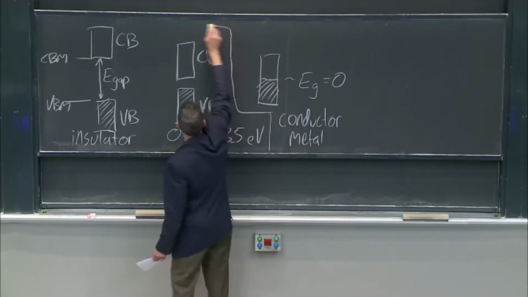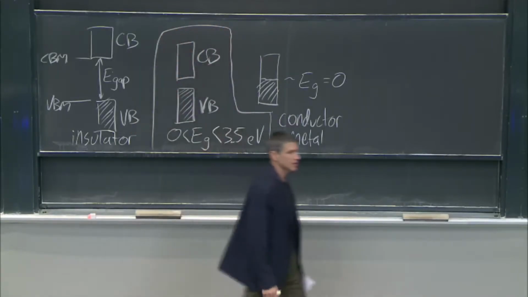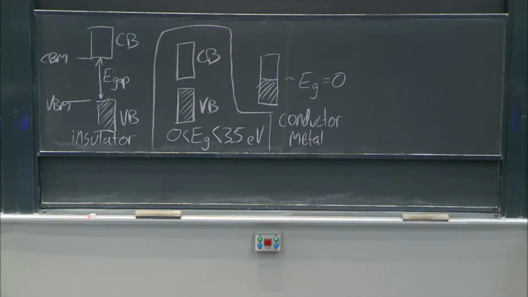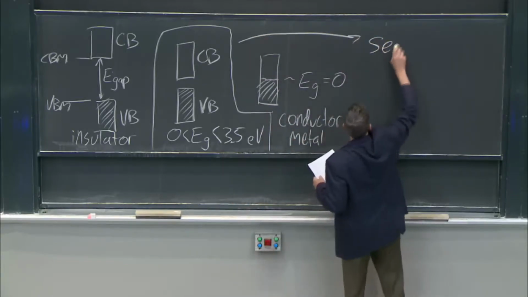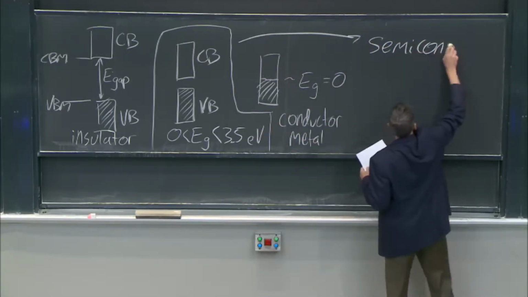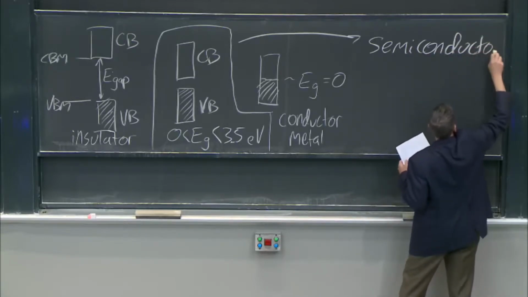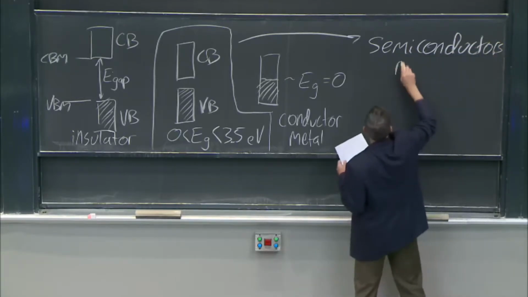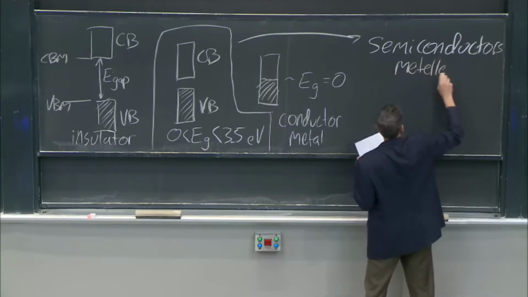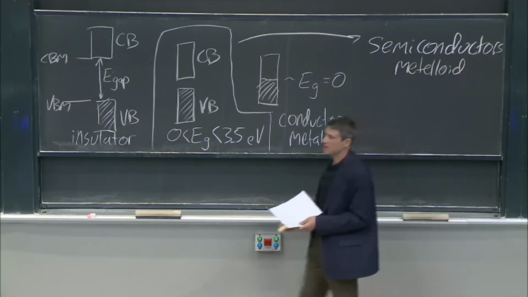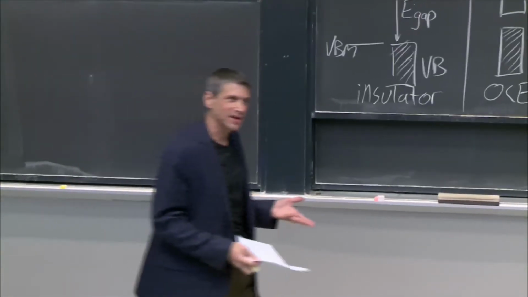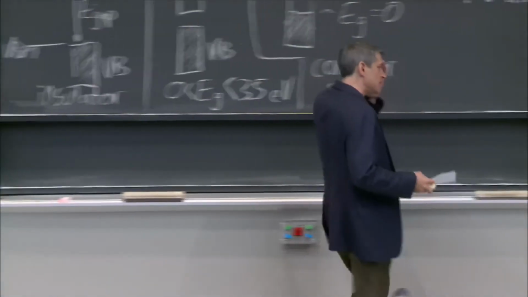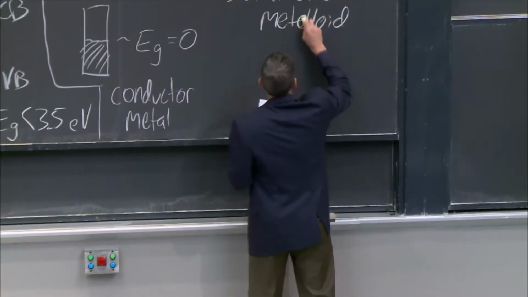This is the case that I want to talk about today. I want to spend today talking about semiconductors. Those are called semiconductors. Let's write that here. Semiconductors. Sometimes you'll see them called metalloids. Sometimes you'll see them called insulators with small gaps. They're all kind of right.